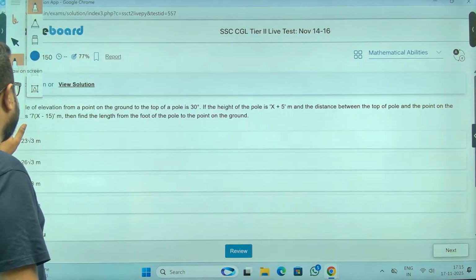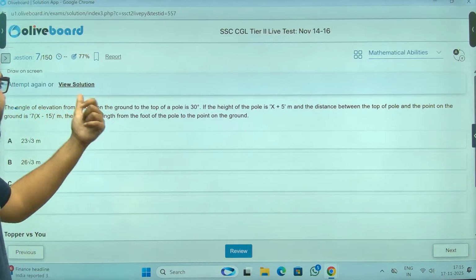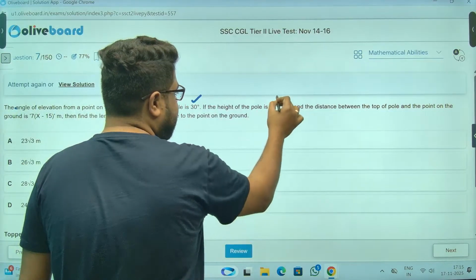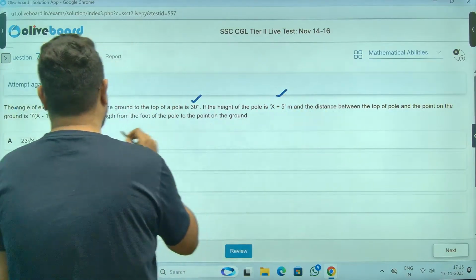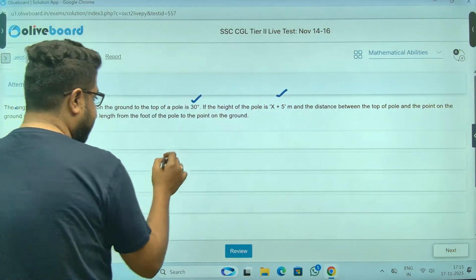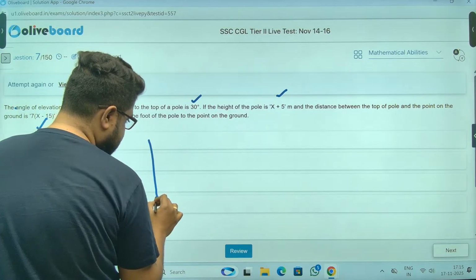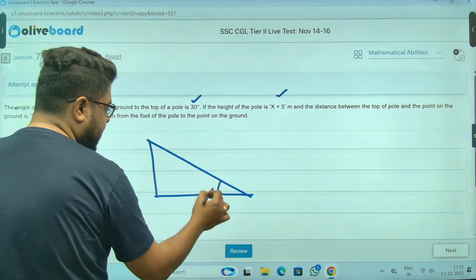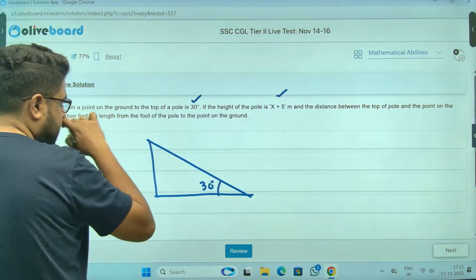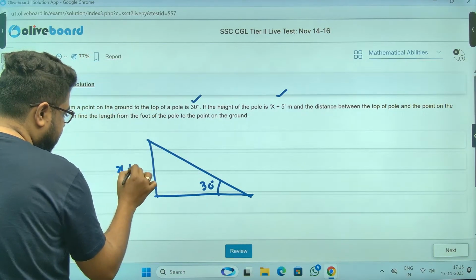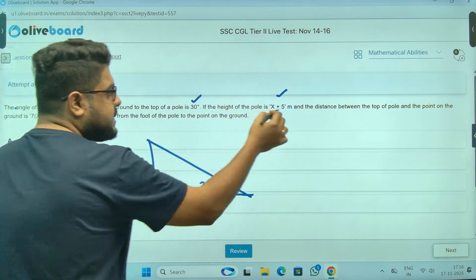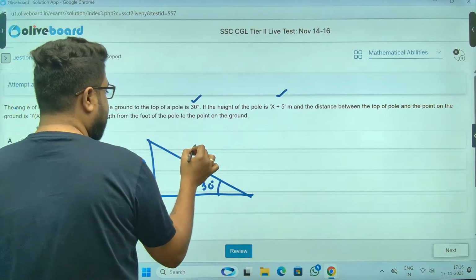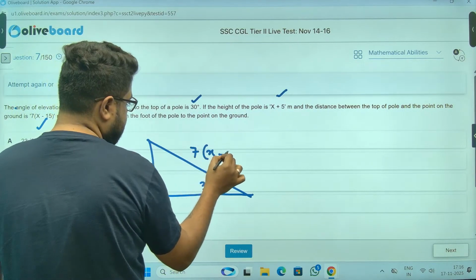Chalo. Sir, the angle of elevation from a point on the ground to the top of the pole is given, the height is given, and the distance between them is given. Acha sir, it's very simple. It's a right angle triangle actually. The angle of elevation is 30 degrees. Height is x plus 5. The distance between the top of the pole and the ground, this hypotenuse, is given.